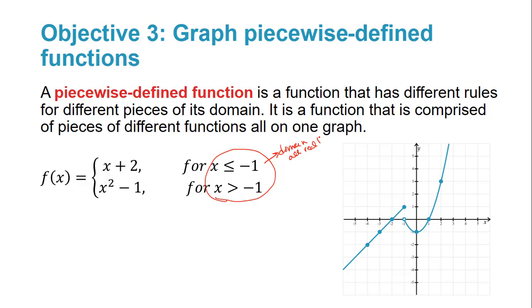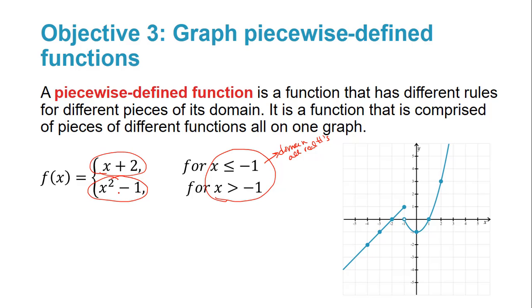But it's telling me to find the output value when x is less than or equal to -1. I'll use the rule x plus 2, that is y is equal to x plus 2. But when the input is greater than -1, I'm going to use y is equal to x squared minus 1. So I have a different rule for different pieces of my domain.